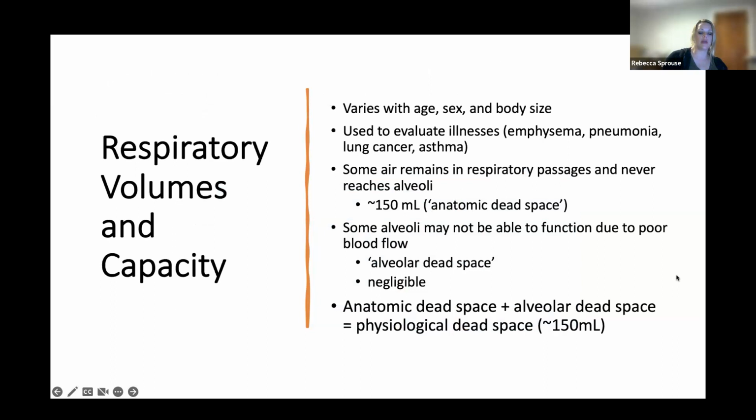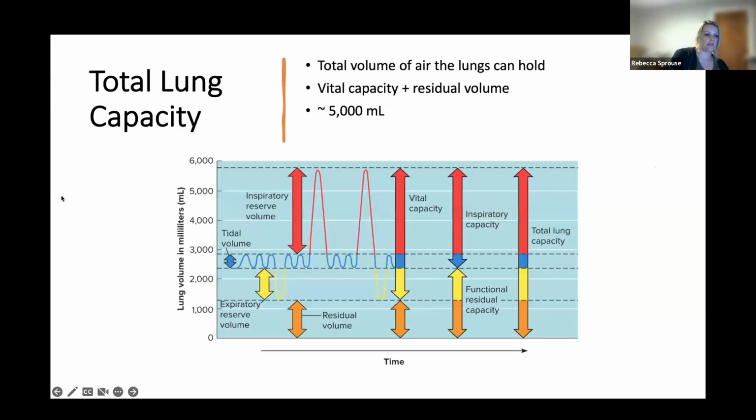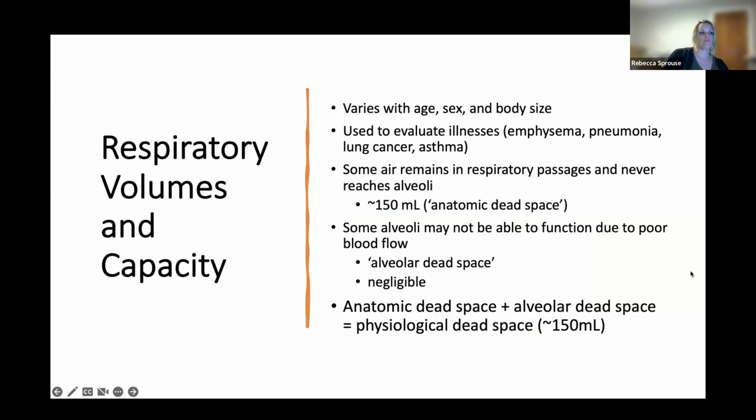Okay, so you're going to do a lab with all of that with a patient, and you'll have to record all of those volumes and capacities. Here, you're going to see a chart just like this. I would actually just get your book out. This is from your book, and keep that really handy.